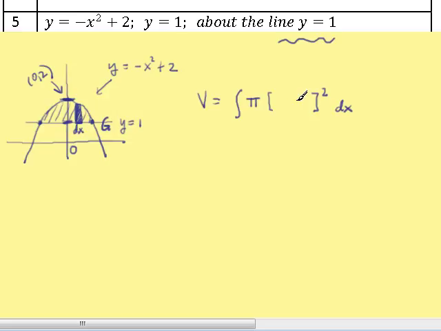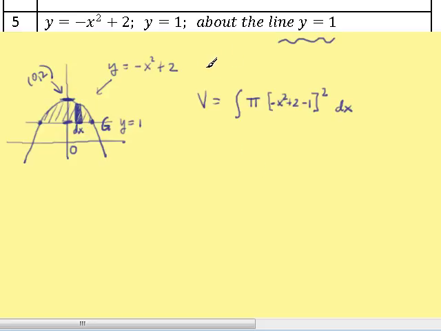All right, so where's the r here? Well, the r is going to be the height of a typical disk, so that would be the height of a typical rectangle. The bottom of the rectangle is y equal 1, and the top is minus x squared plus 2. All right, so the height of this rectangle is the difference, minus x squared plus 2, subtract 1. Okay, this y height of minus x squared plus 2, subtract this y height of 1. So we have minus x squared plus 2, subtract 1.